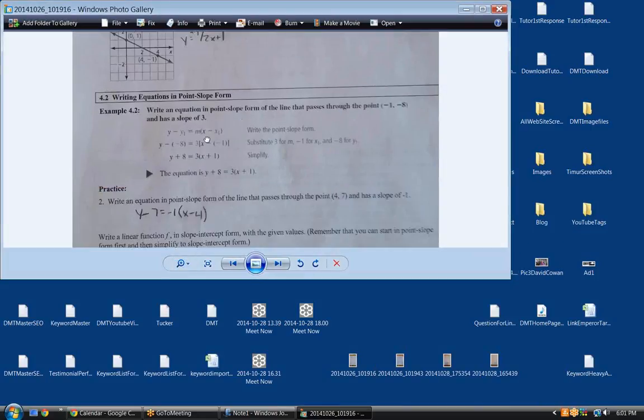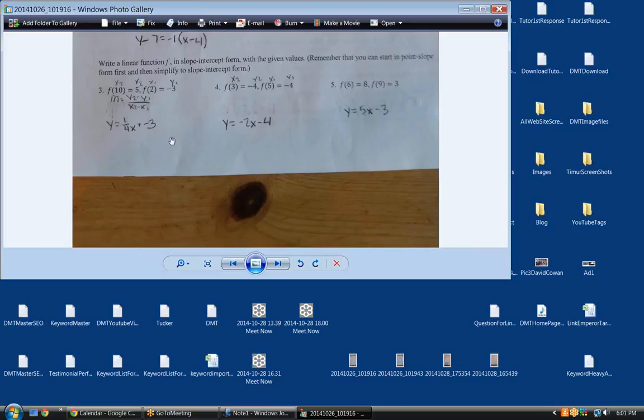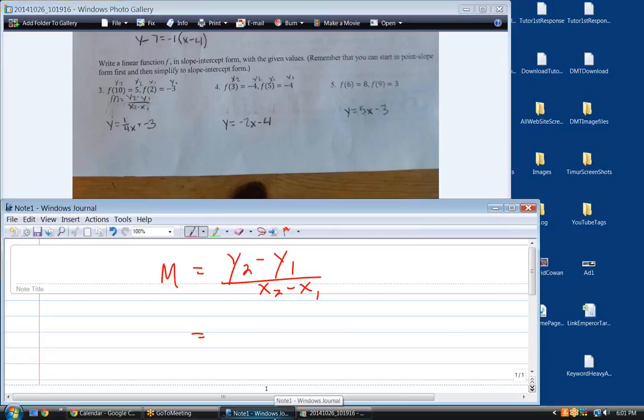Sure. I mean, let's look at number 3. The slope is y2 minus y1 over x2 minus x1. So fill those numbers in for me. Oh, okay, for number 3? Yeah. No, for y2, y1, x2, and x1, for the third problem.